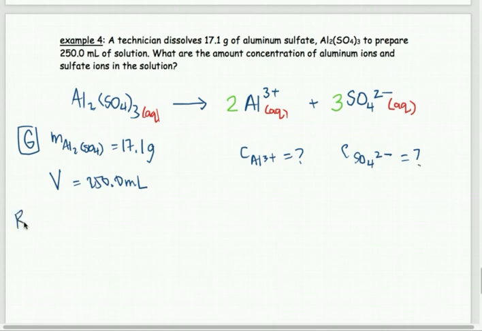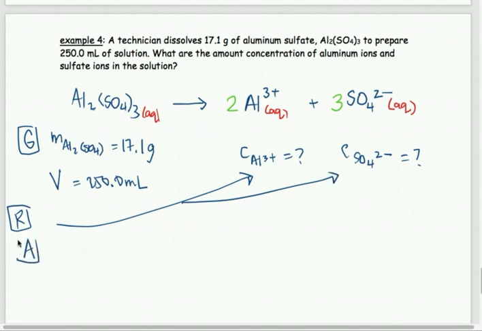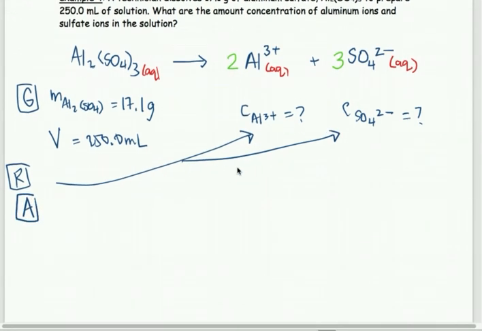Okay, so the required step is done. Okay, there and there. And so here's our plan. Our goal here is to try to get to the concentration of these ions here. So if we can find the concentration of the aluminum sulfate, you can use the mole ratio to find the concentration of these ions here, okay?